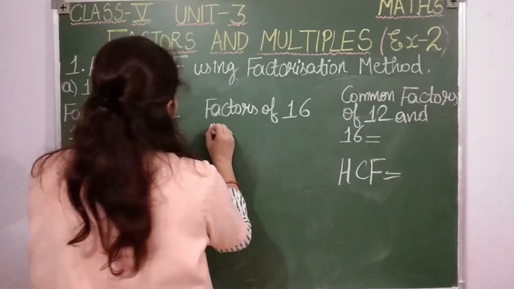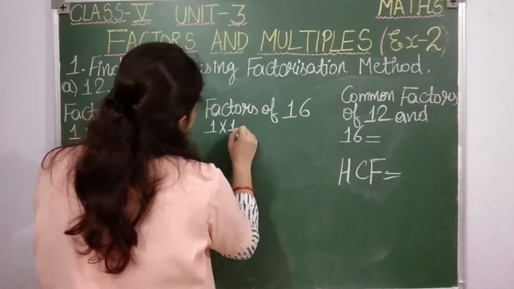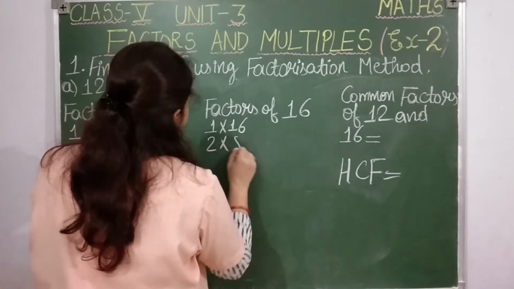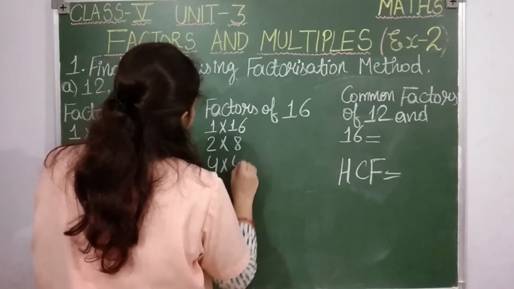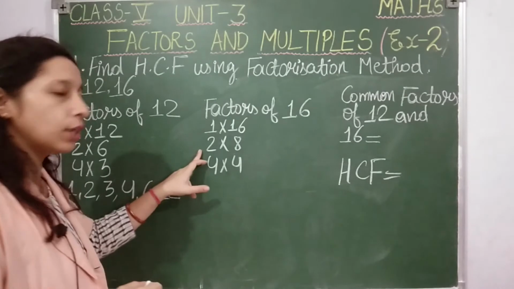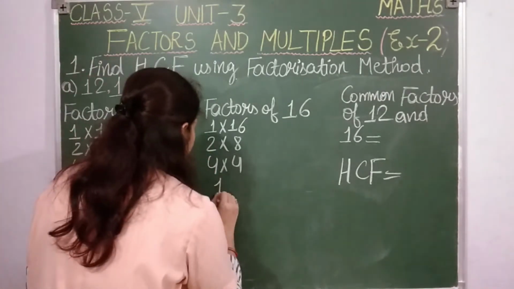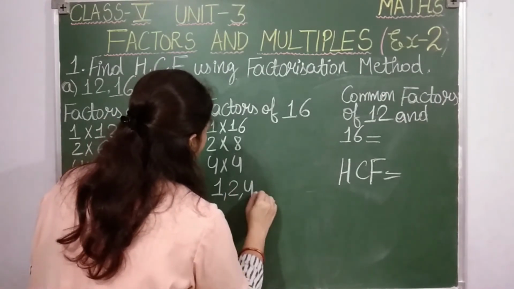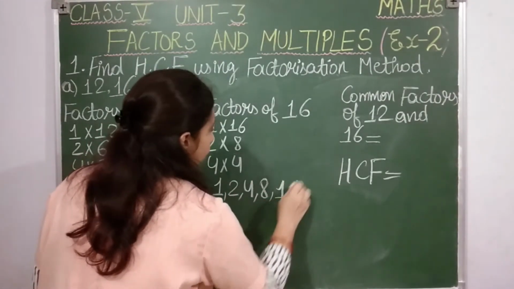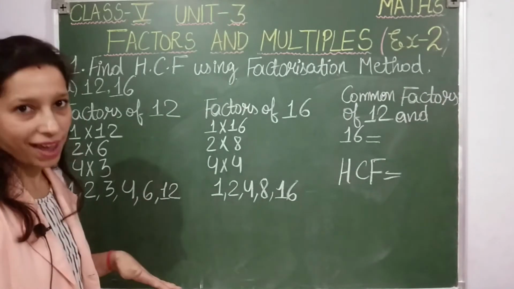Let us write the factors of 16. 1 16s are 16, 2 8s are 16, then 4 4s are 16, then again 8 2s are 16, 16 1s are 16. So finally the factors are 1, 2, 4, 8 and 16. Got it, students? Simply I have written the factors.